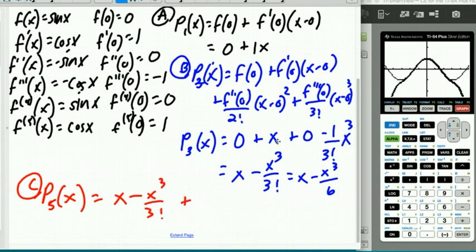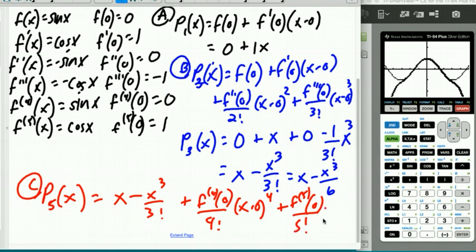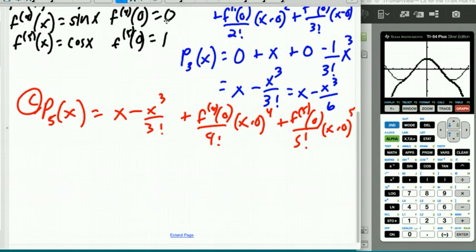And then I'm going to need the 4th term, because this only goes up to the 3rd derivative, right? So I'm going to need the 4th derivative at 0 over 4 factorial times x minus 0 to the 4th, plus the 5th derivative at 0 over 5 factorial times x minus 0 to the 5th. Well, as we can see right here, the 4th derivative is 0, right? So this thing zeroes out.